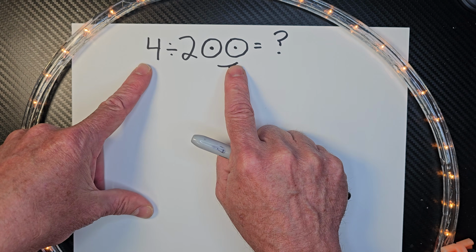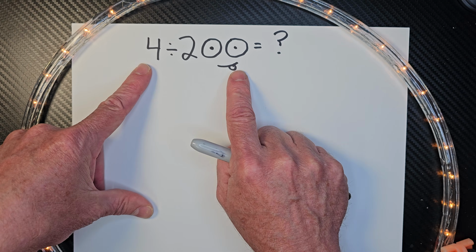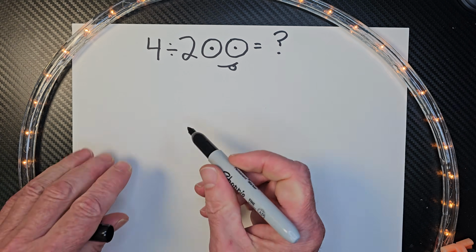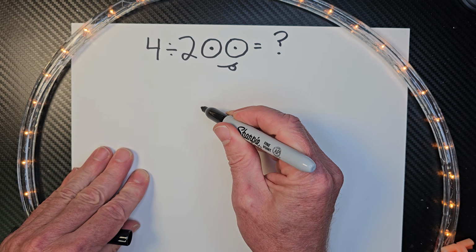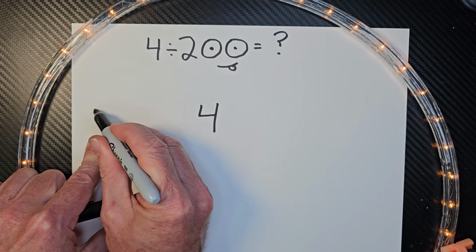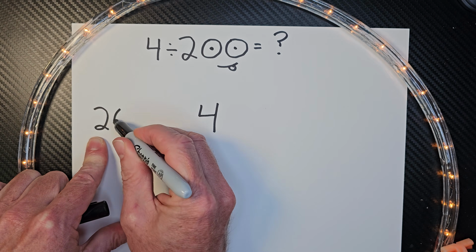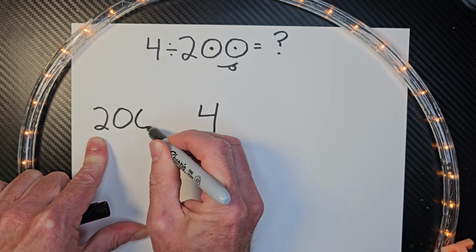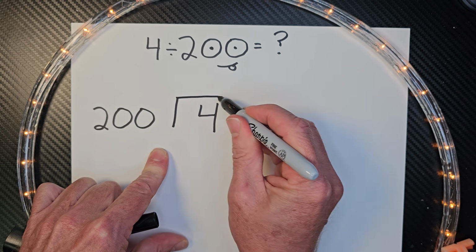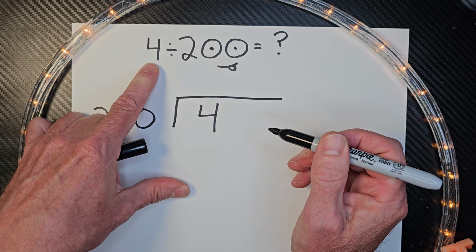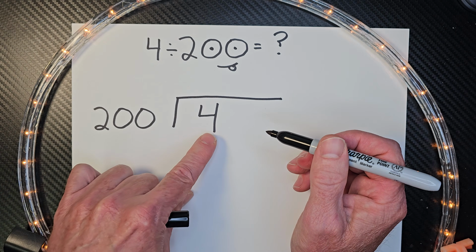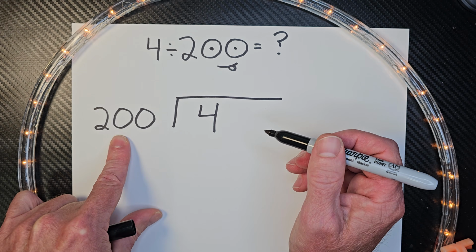Hit that pause button right now, try to figure it out, and when you're ready to check it with me, hit the play button. All right, let's go ahead and rewrite this problem. So I'm going to put 4 right here, and I'm going to put 200 on this side. Now, some of you might have put the 200 over on this side, and that's why it is really important that we read this problem. 4 divided by 200.